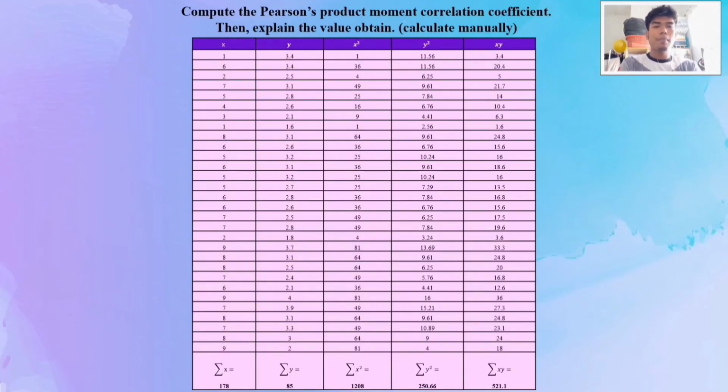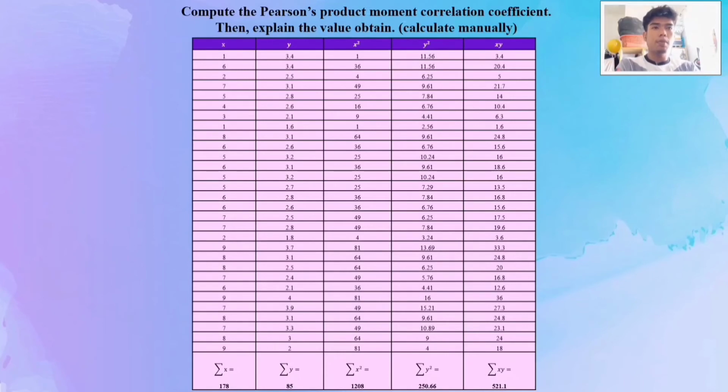To find the total of X, which is the independent variable, we need to add all the amounts on the X axis. The answer will be 178. To find the total of Y, which is the dependent variable, we need to add all the amounts on the Y axis. So the answer will be 85.